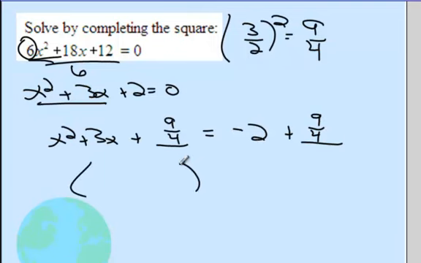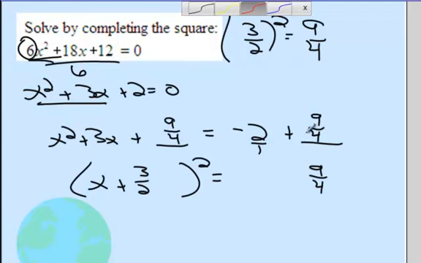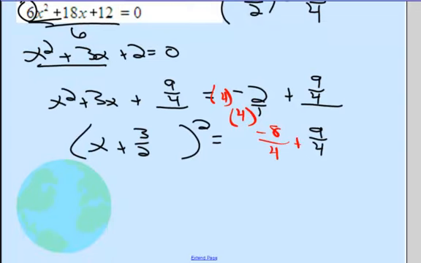I can now write it as x plus 3/2 squared equals, here I'm going to have 9/4. This 2 is over 1. So if I need a common denominator of 4, I have to multiply by 4 on the top and bottom. This is negative 8 over 4. Negative 8 plus 9 is 1. X plus 3/2 squared equals 1/4.